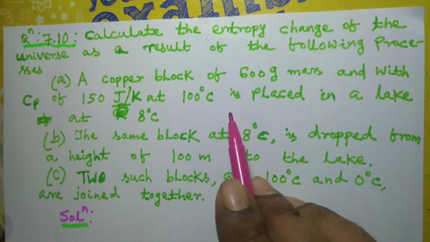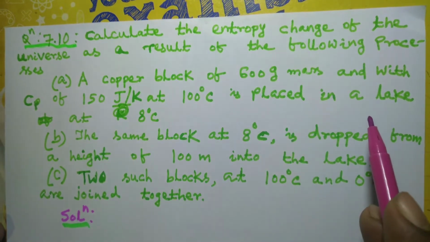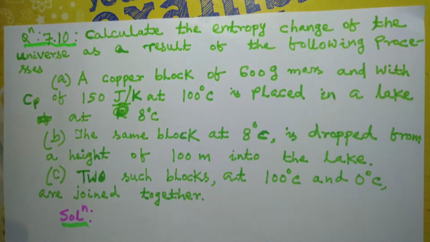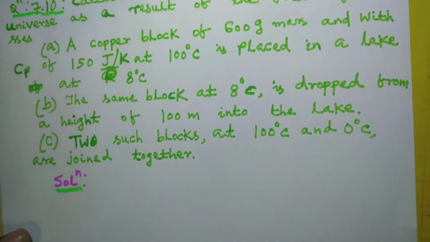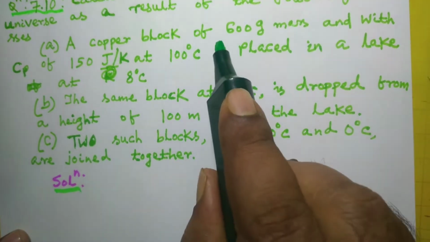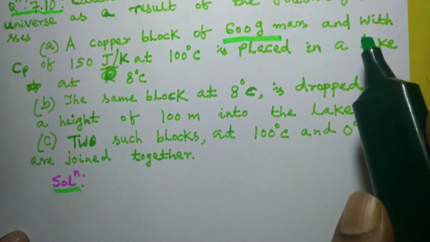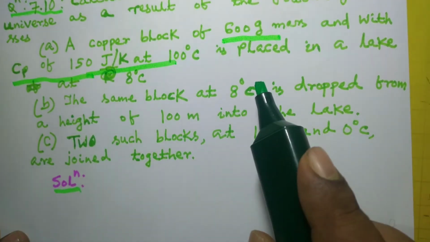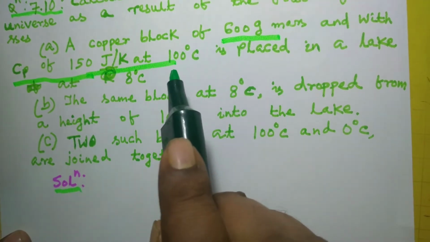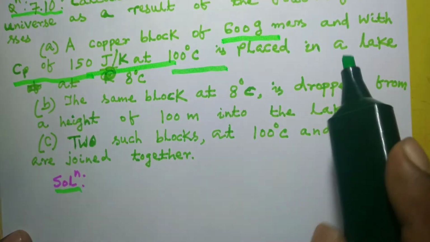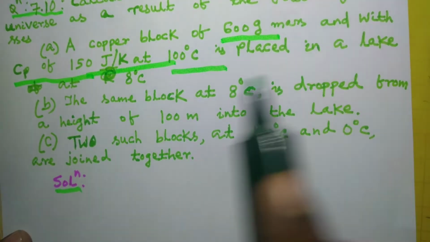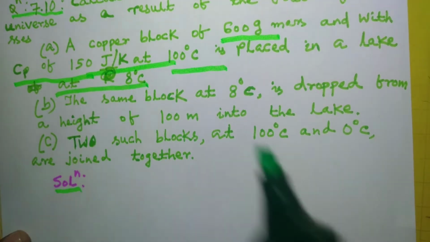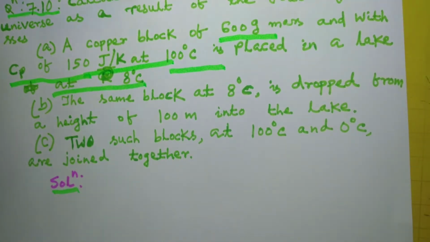At 100 degrees Celsius is placed in a lake at 8 degrees Celsius. So the key point is that mass of copper block is 600 gram and heat capacity of copper block is 150 joule per Kelvin, and temperature of that copper block is 100 degrees Celsius, and the temperature of the lake is 8 degrees Celsius. We have to find out the change in entropy of universe.